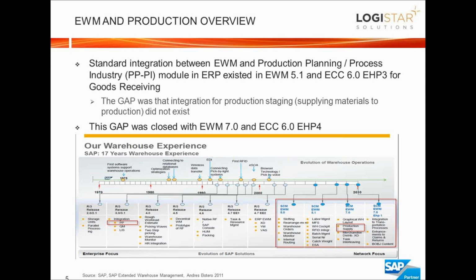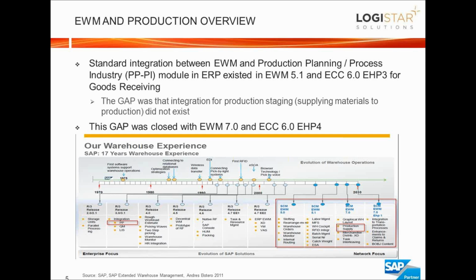Good afternoon. So we're going to go through EWM and the production integration capabilities that it has. I want to start with just a brief overview, and then we'll get into the demo. To start off, standard integration does exist between Extended Warehouse Management and the PPPI module within ERP, so Production Planning or Process Industry. That integration's been there since SAP released Extended Warehouse Management 5.1, so back in early, roughly 2008, 2007.